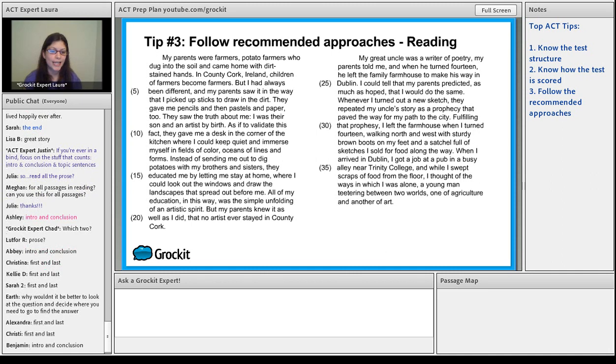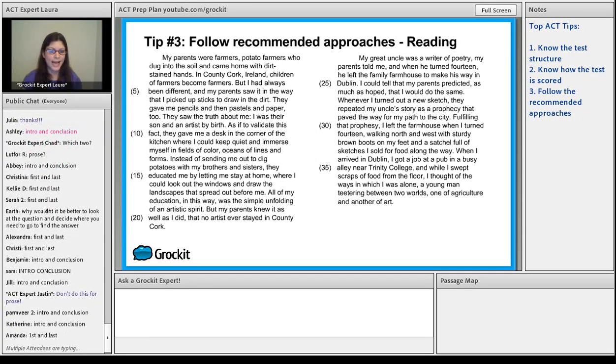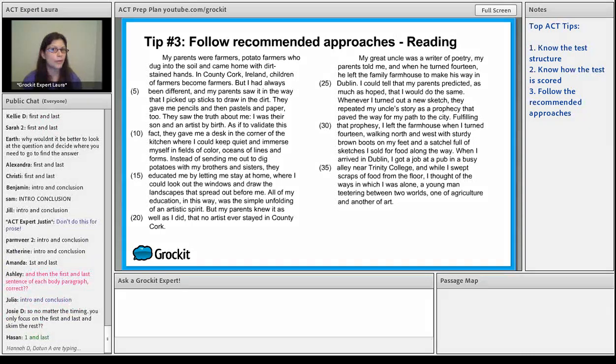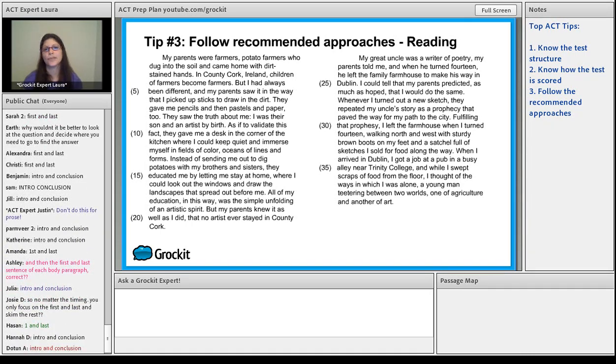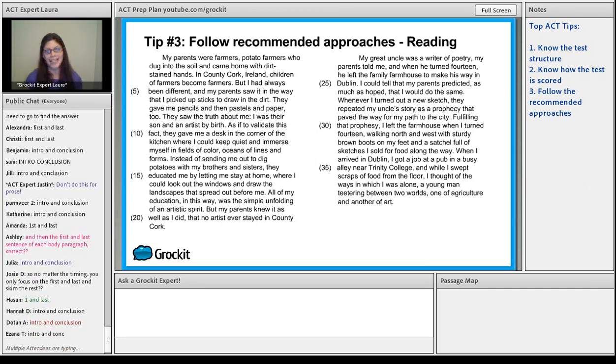Yes, intro and conclusion. And Justin is absolutely right. Justin and I have worked together a lot, in fact, and we found that students try to do that with prose fiction, and it's not very successful because it's not written that way. So you can save prose fiction for last. It's often the hardest. You really can't do it that way.